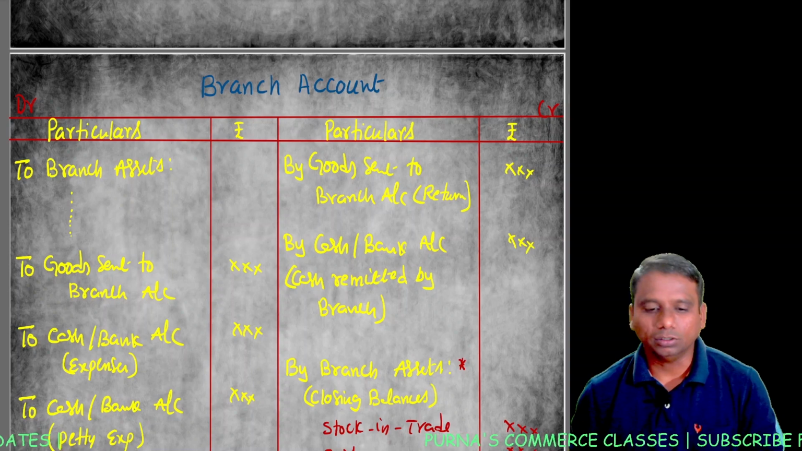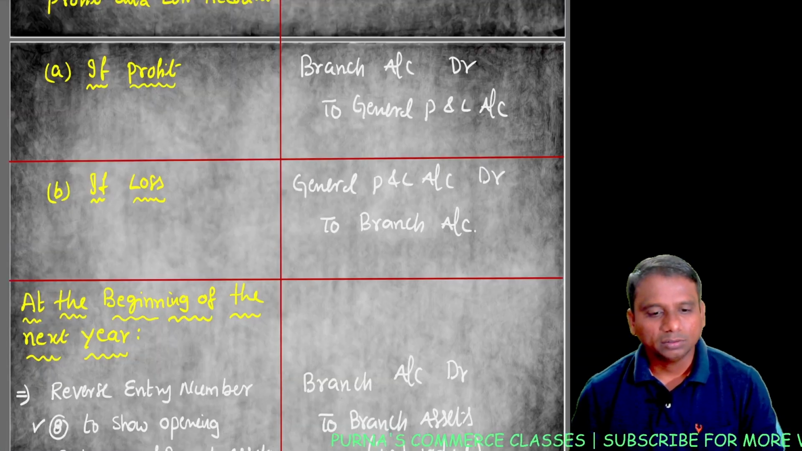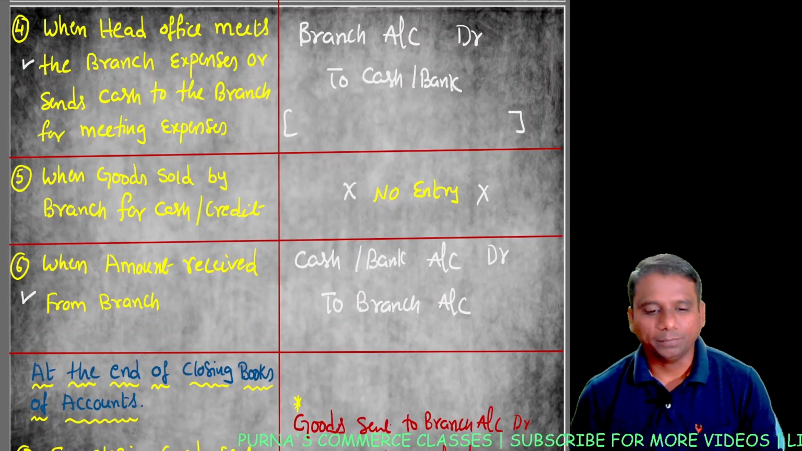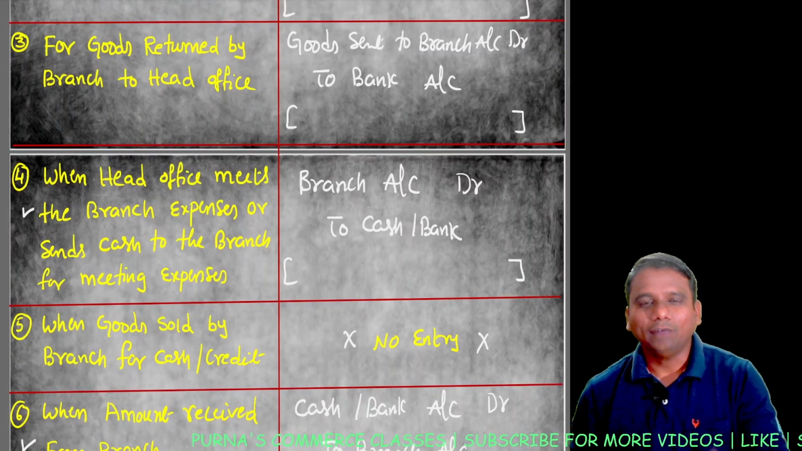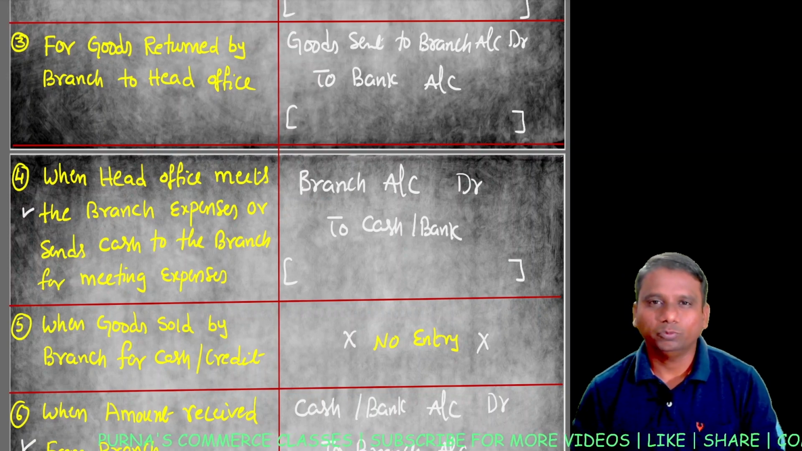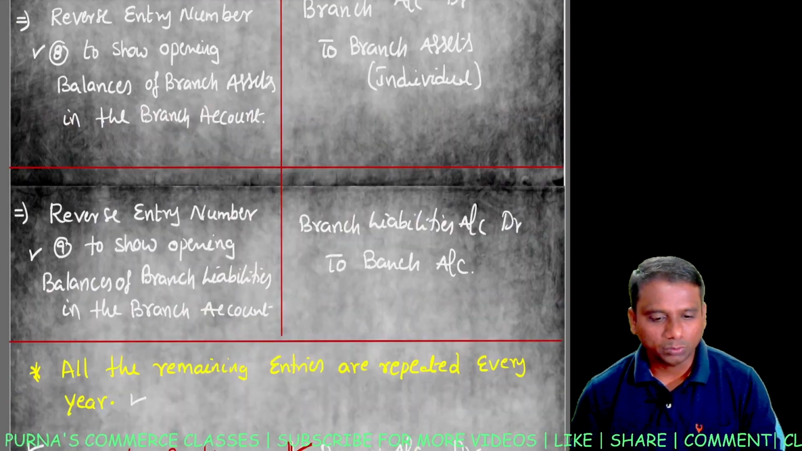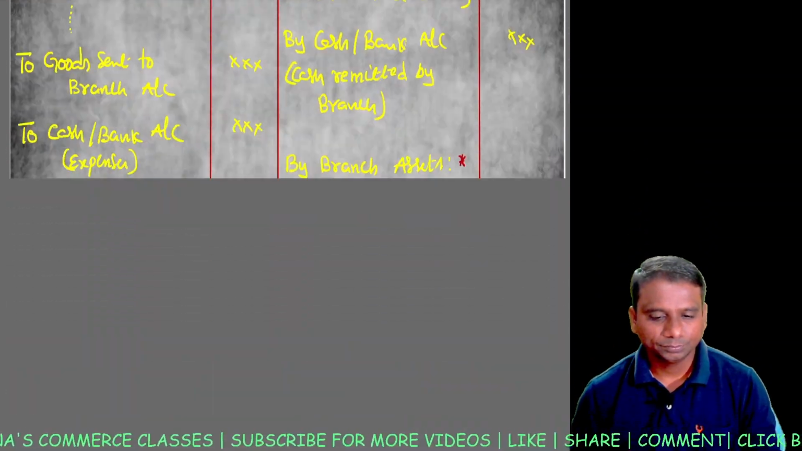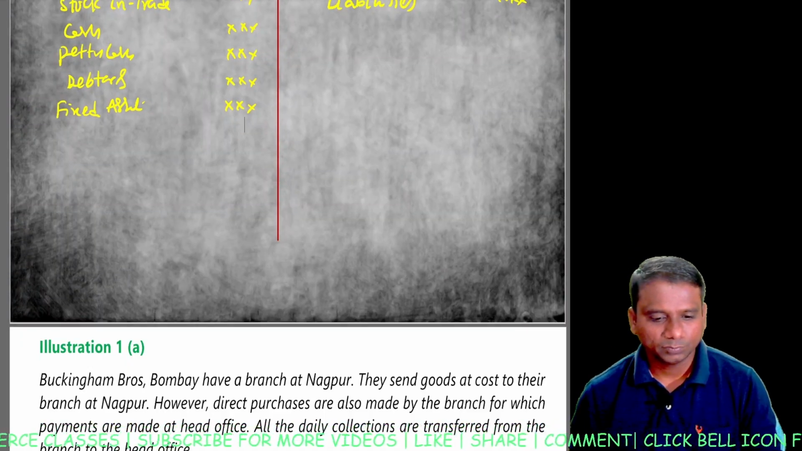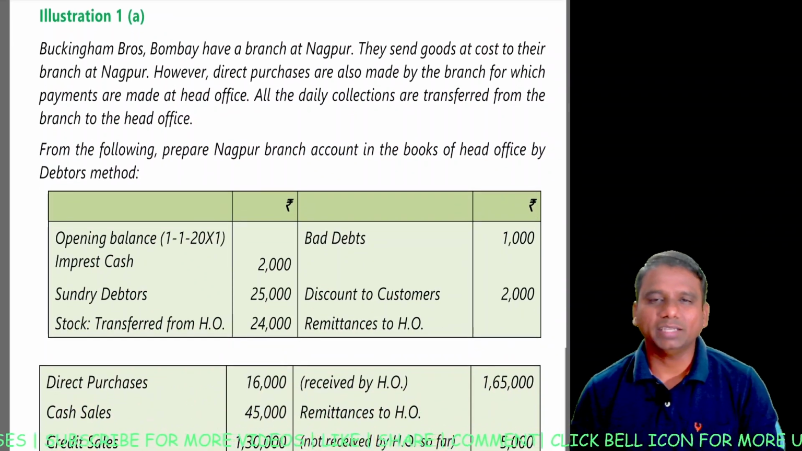Okay students, look at entries to branch account. First, try to understand the accounting entries and its posting in branch account. After understanding this concept, we try to solve one problem. So here I am taking one problem. Okay, problem number 1A. I am taking the problem from ICAI only.